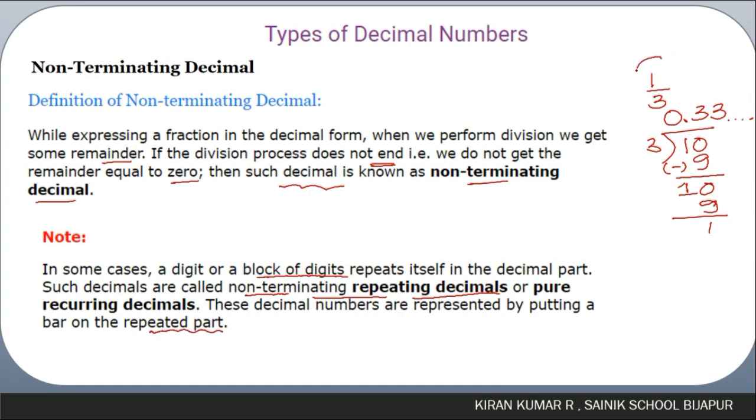Here in this example, when you observe, when I divide 1 by 3, I get 0.3 recurs, or 3 repeats. So I can write a bar on this digit 3 such that it indicates that the digit 3 is repeated.